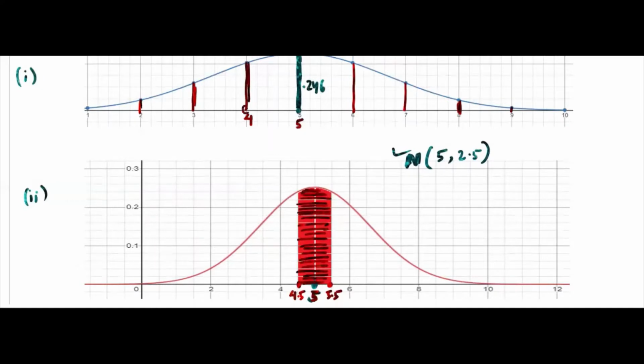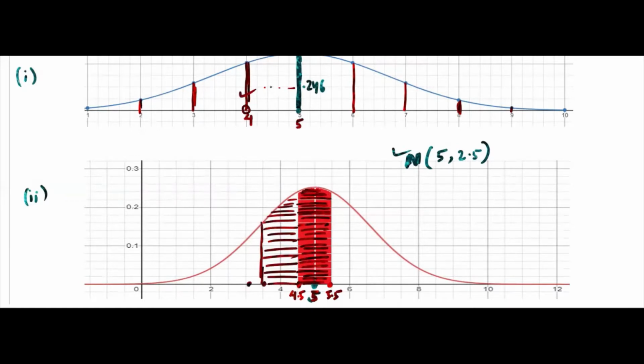Similarly, 4 here will make 4.5 to 3.5. This is 3.5, this is 4.5. You add here, so you cover this area. So this probability should be equal to this probability, because there is no probability here.